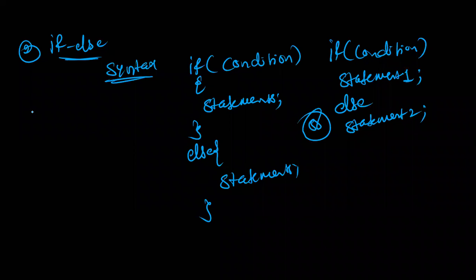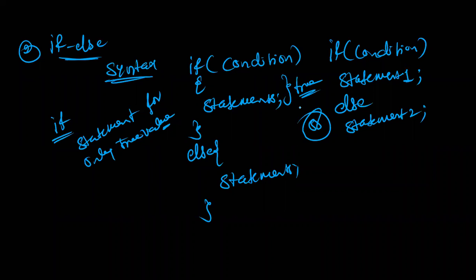In the previous simple if, we have a statement only for the true value. If it is true, we have a statement; if it is false, we don't have any statement for the false value. But in the if else statement, we have a statement for true. This is the statement for true.